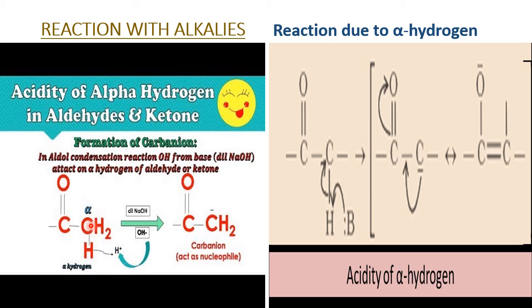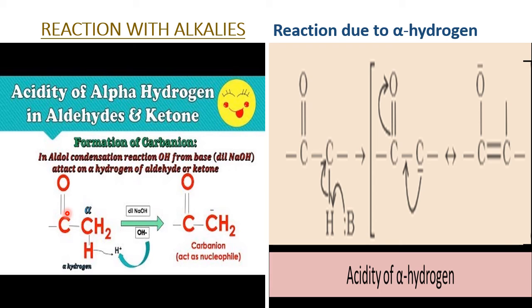Here I have shown clearly: this carbon attached to the C double bond O is called the alpha carbon, and these hydrogens are called alpha hydrogen. Now these alpha hydrogens have some special nature. They are acidic in nature. Why are they acidic in nature? What is meant by acidic in nature? Acids are the ones which give H easily. Here, how is it given?